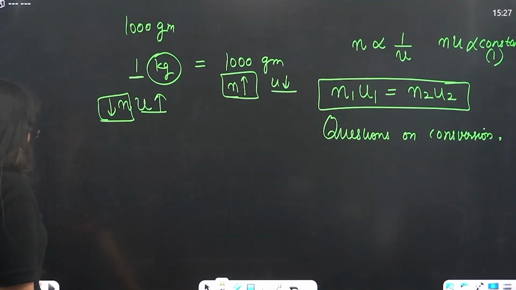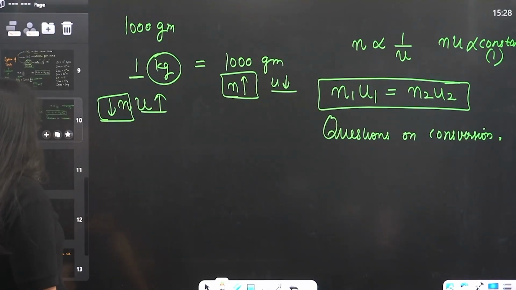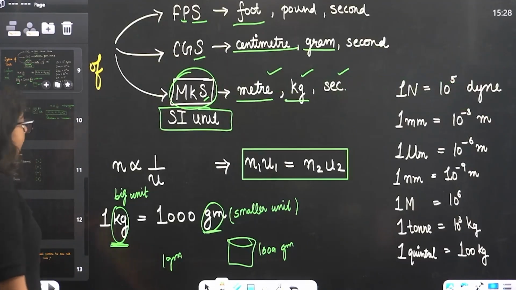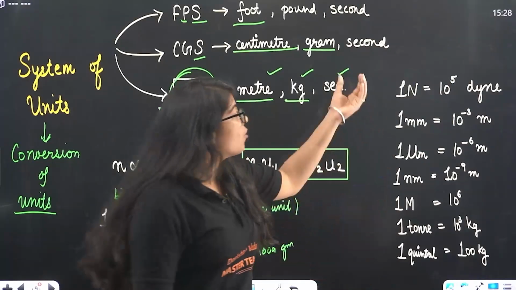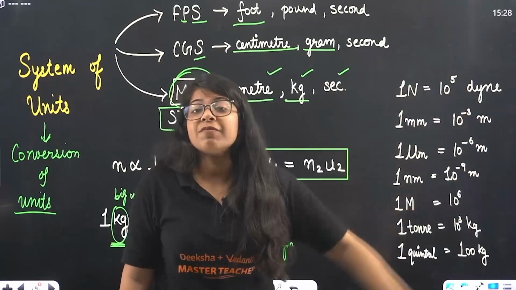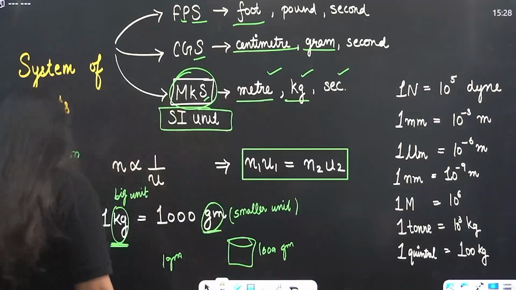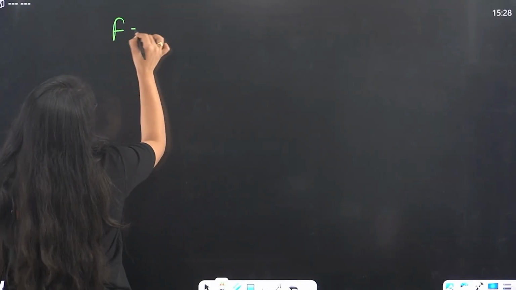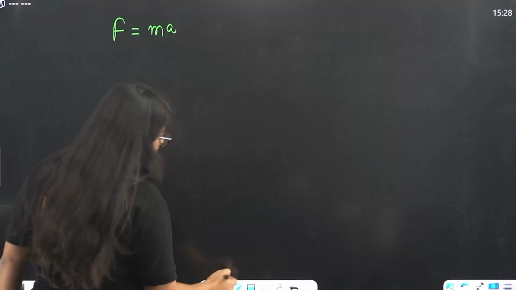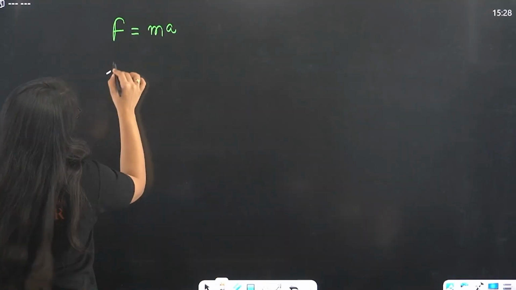Now beta, let's go back and understand this. This is what I mean by conversion. That means 1 Newton has 10 raised to power 5 dyne. What do I mean by that? Ma'am, see, F equals M into A. Now, this is 1 Newton.